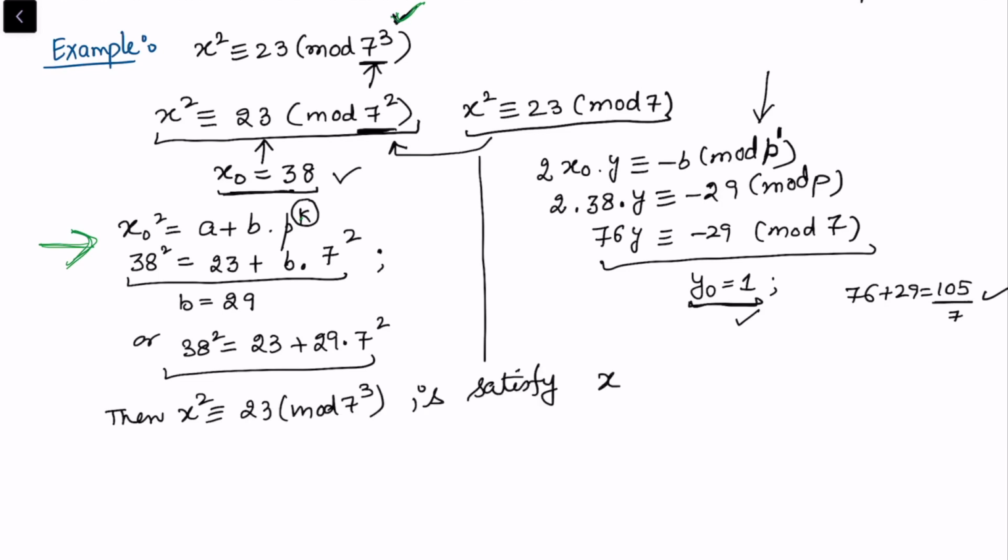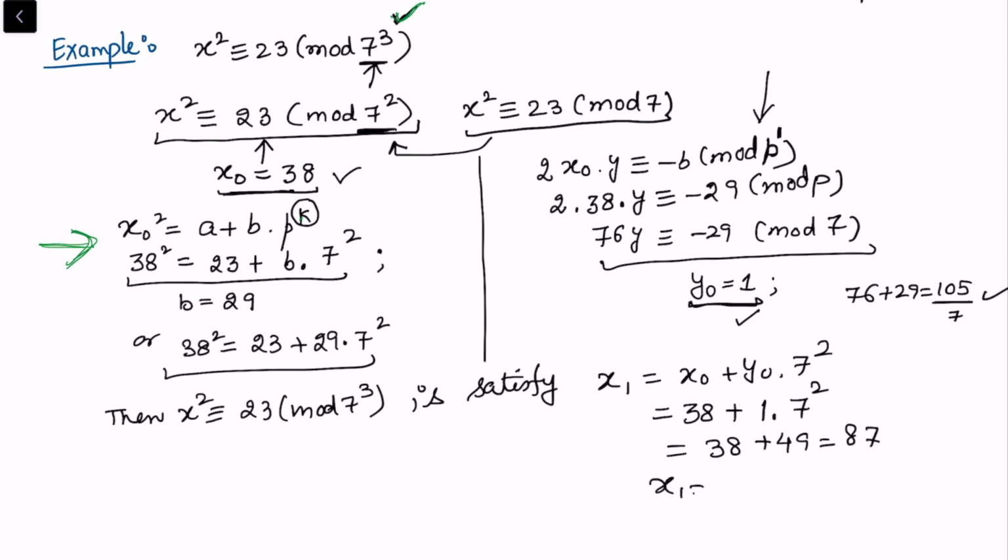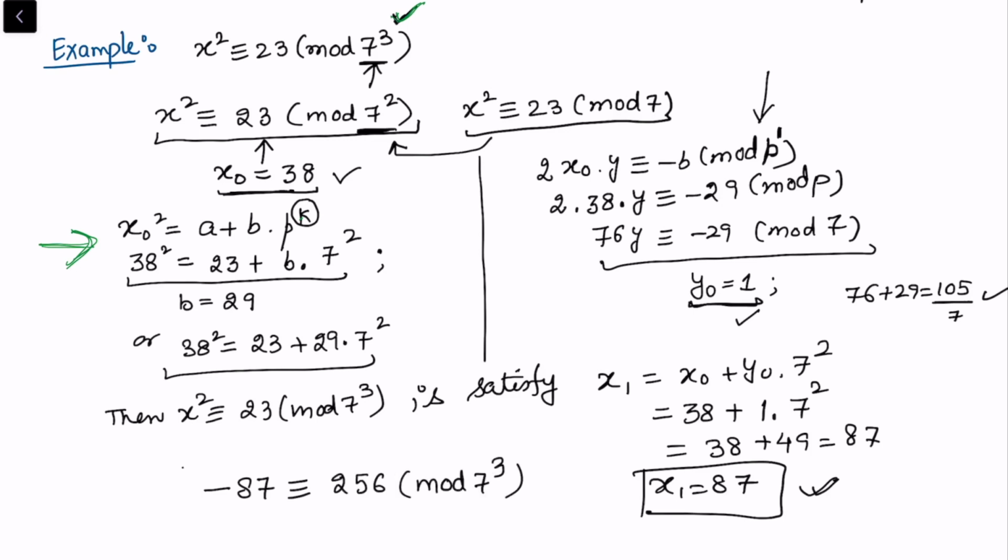is satisfied by x1, which is equal to x naught plus y naught into 7 square. We know x naught is 38, y naught we have found is 1, and 7 square is 49, so 38 plus 49 becomes 87. So x1 equal to 87 acts as one solution. One solution we have already found, so just take the negative of that. Minus 87 is congruent to 256 modulo 7 cube. So that acts as the other solution.